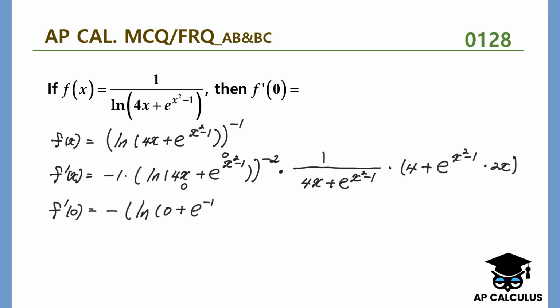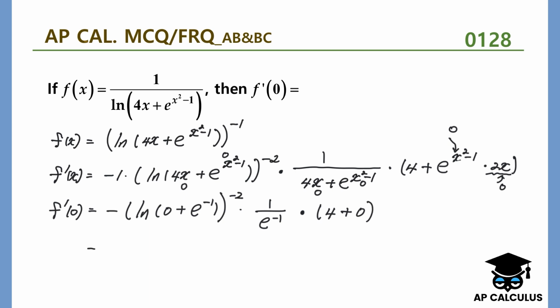E to the negative 1, to the power of, oops. Okay, let me erase this. We have a parenthesis here and here. Power of negative 2. And we're going to substitute 0 here. That's 0. 0 here. So that's going to be 1 over e to the negative 1, right? Times, substitute 0 here and 0 here. So that's going to be 4 plus, since this is a 0, 0 times e to the negative 1, that's a 0, right? So far so good.